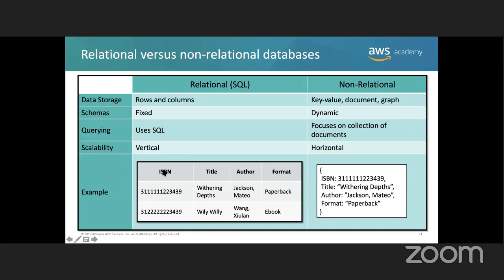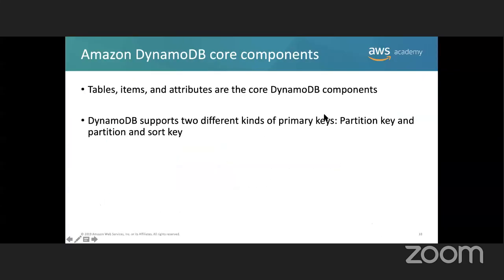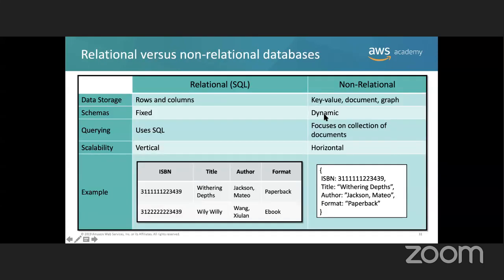And you can have, this is that example right here. Now, in the case of the non-relational database, in this case, DynamoDB is a key value pair document, right? And graph. It has a dynamic schema, so it's very crazy when you see it, but it's super powerful. It focuses on collection of documents, horizontal, so you can reproduce the table several times. Horizontal means the amount of tables increments, and this is the amount of power that's vertical.